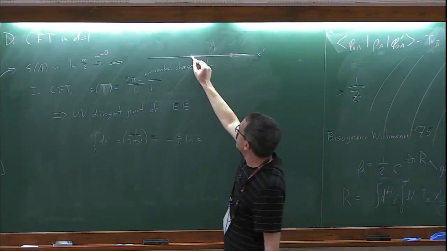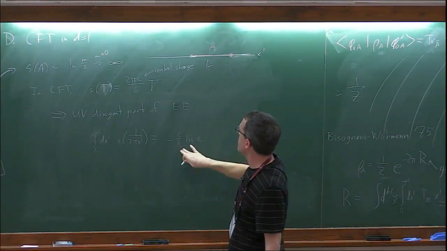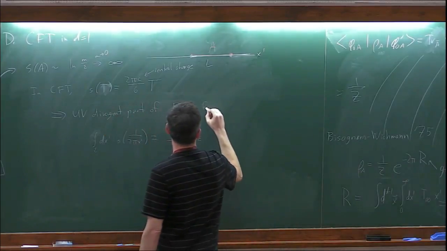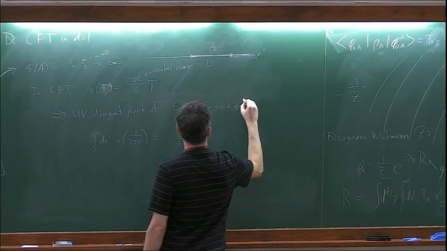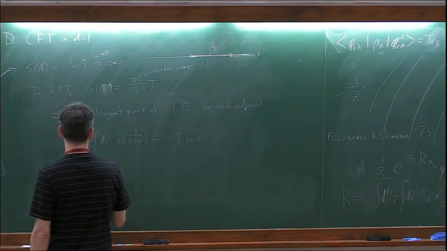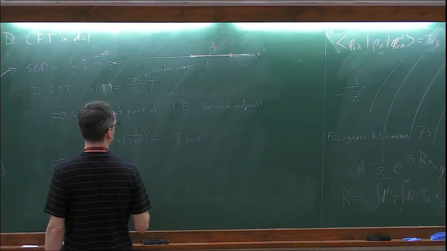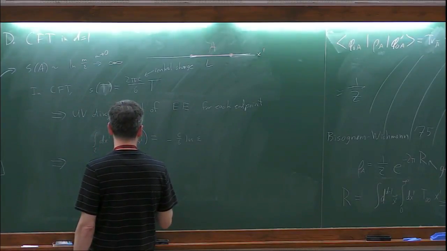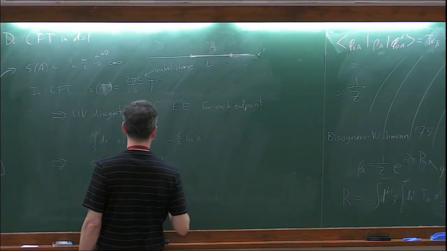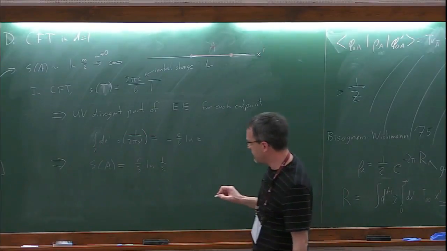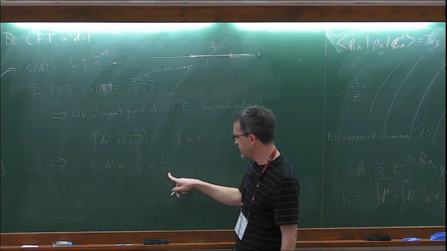So at each of these things, we have a divergent piece which looks like this. We have two of them. So this is for each endpoint, which implies that S of A, in terms of the epsilon dependence, is c over 3 log 1 over epsilon. Well, this doesn't quite make sense because I'm taking the log of something dimensionful. We better make the argument of the log dimensionless.